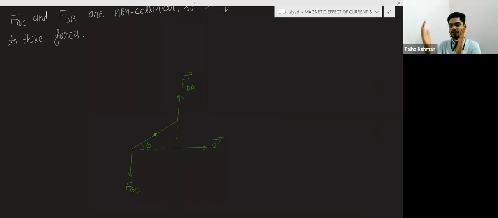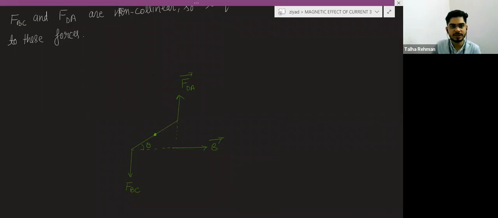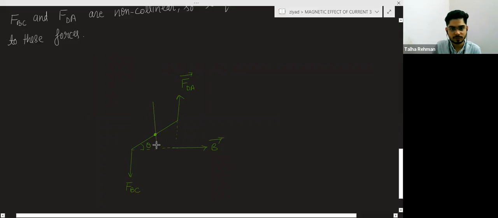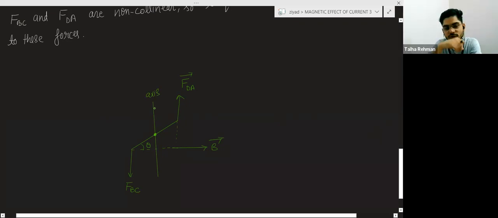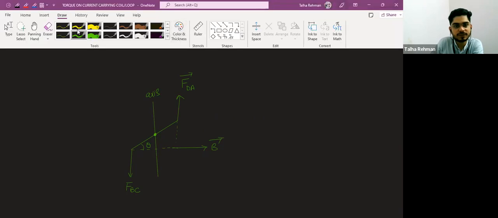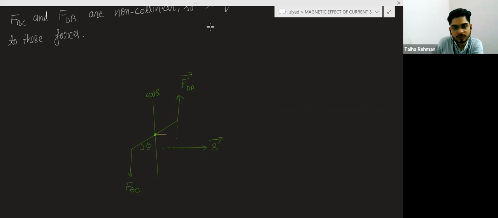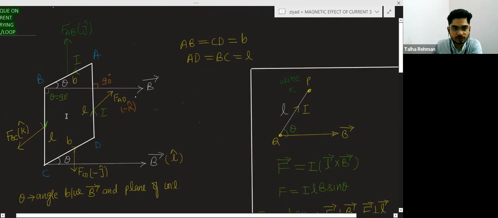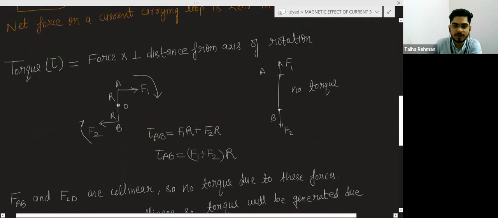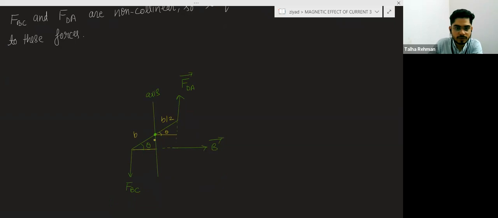So imagine this coil is rotating about this axis. Here is one axis like this, and about this axis the coil is rotating. Now the perpendicular distance of the force DA from the axis of rotation will be this. This will be the perpendicular distance, and in this case this will be the perpendicular distance. This angle is also theta. This whole length is small b. So this whole length is b, so this will be b by 2, and this will be b by 2.